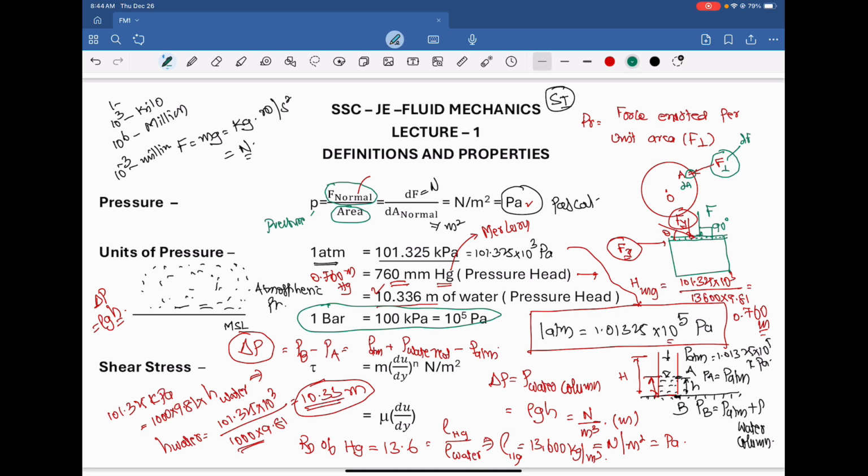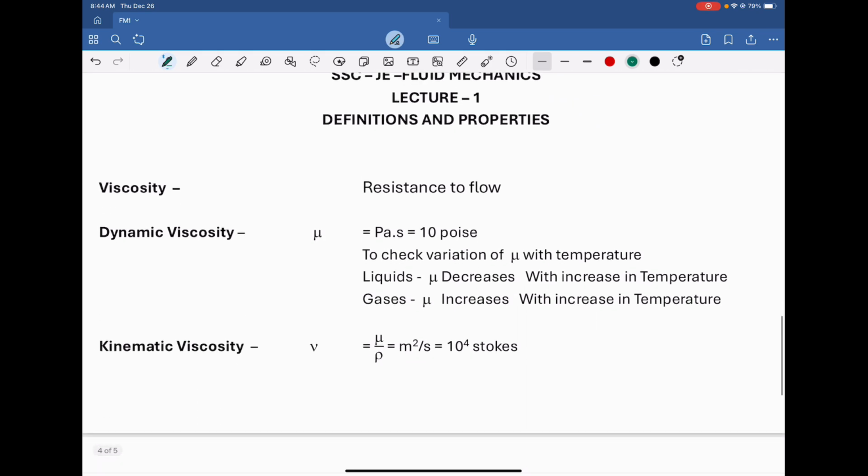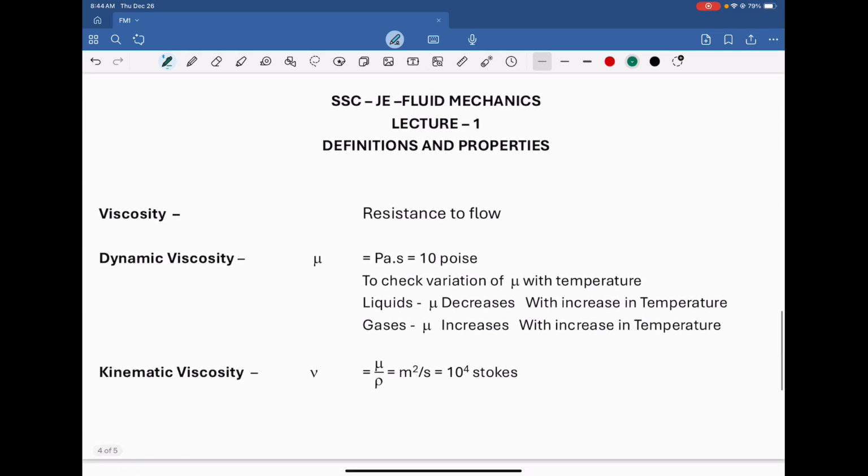Now, shear stress, I have already explained to you. Shear stress tau is equal to mu into du by dy to the power of n. When n is equal to 1, then this comes to this. This is Newtonian fluid. Types of fluids we will discuss in the following classes. Next comes, the lecture is a little bit long. Please bear with me. These are all very important concepts.